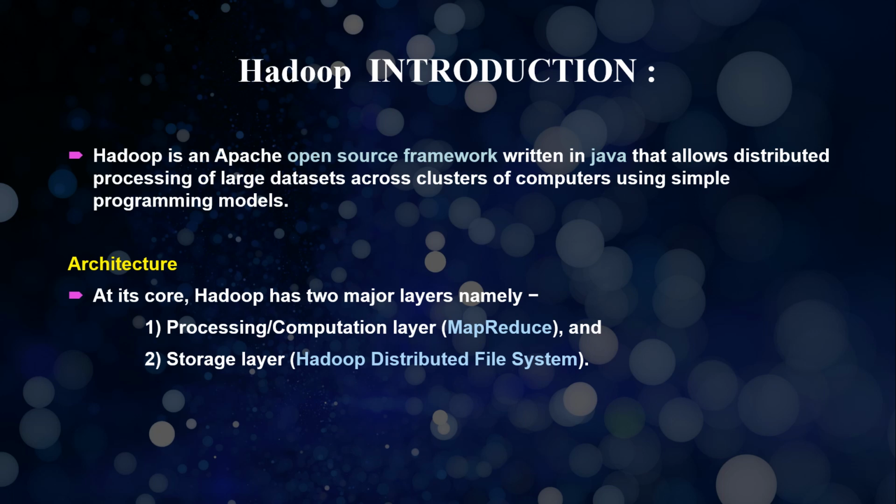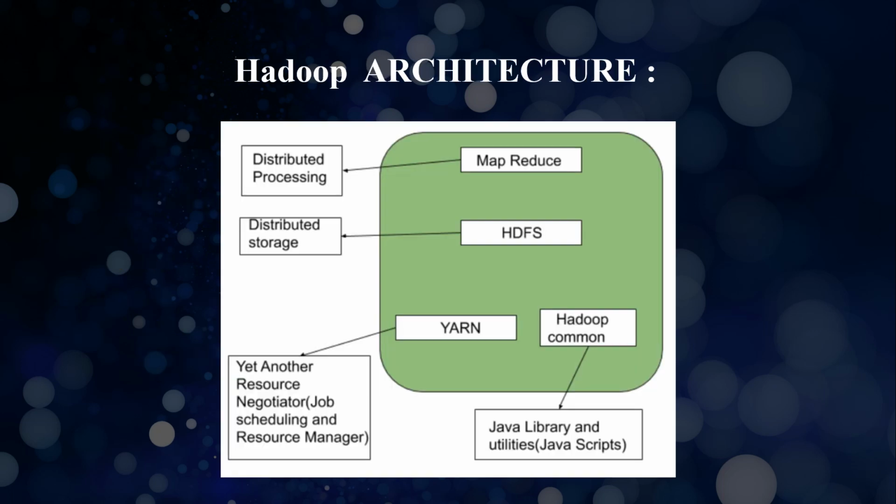Hadoop architecture. At its core, Hadoop has two major layers, namely the processing layer and the storage layer. The processing layer contains the MapReduce algorithm, and the storage layer contains the Hadoop Distributed File System, called HDFS. The architecture also comprises MapReduce, HDFS, YARN, and Hadoop Common.